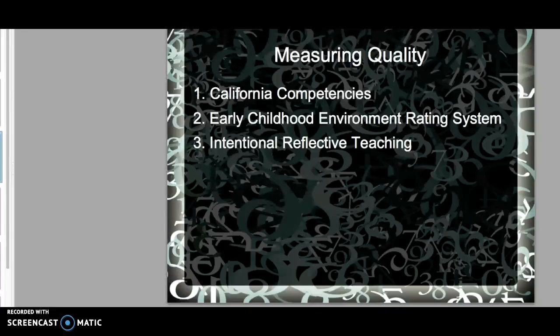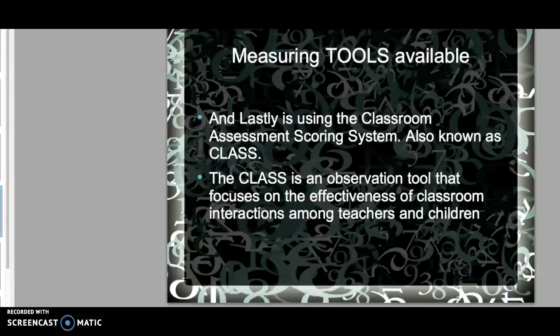There are several different ways. You can use California Competencies, Early Childhood Environment Rating System, and the Intentional Reflective Teaching. There is one that I choose. I like to look at the Classroom Assessment Scoring System, also known as CLASS.